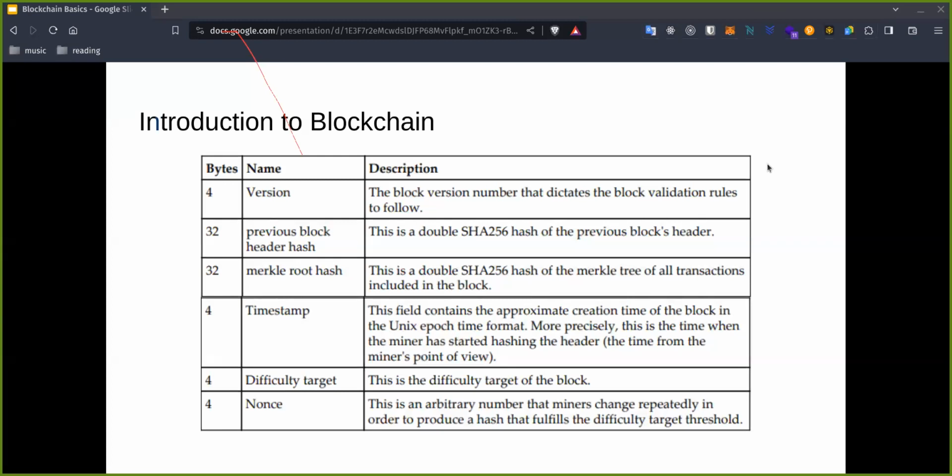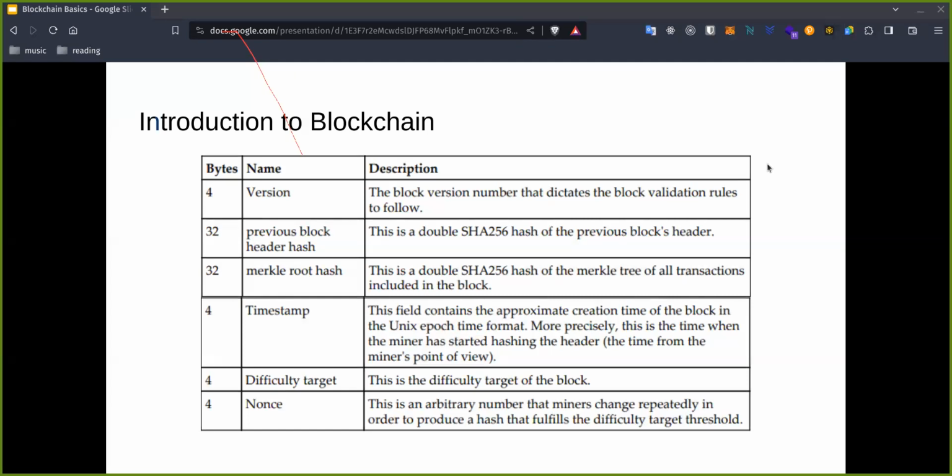Previous block header hash. Basically, it represents the hash of the previous block header. When you are appending this particular block to the blockchain, the last block before you add this block, this is the hash of that previous block that you had there. The size is 32 bytes.